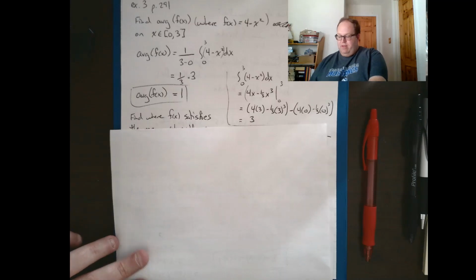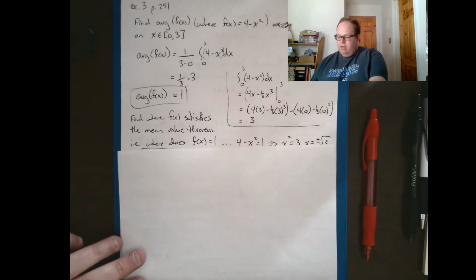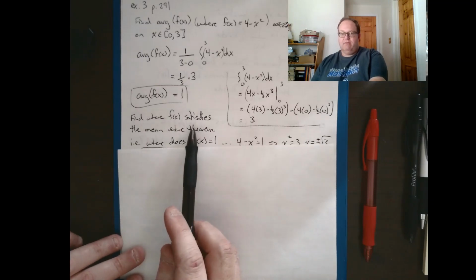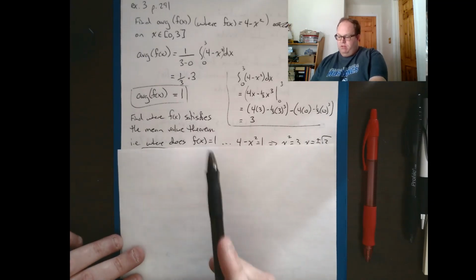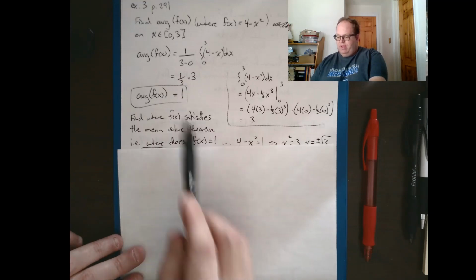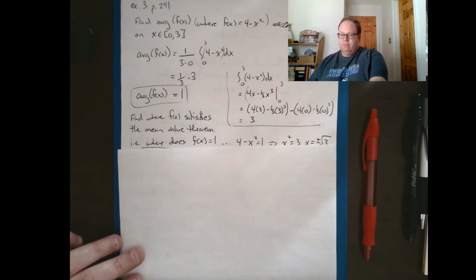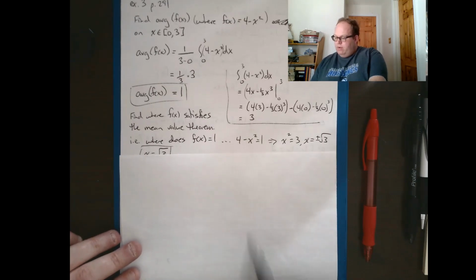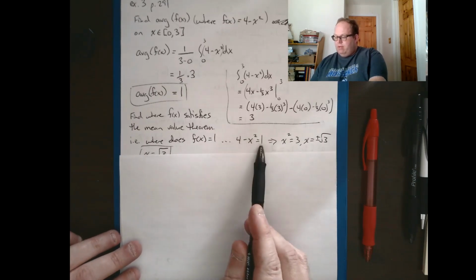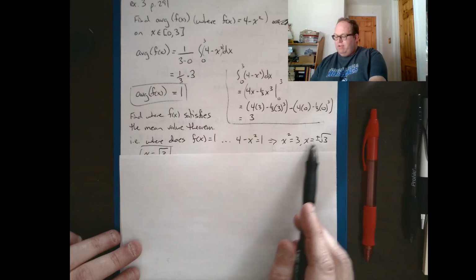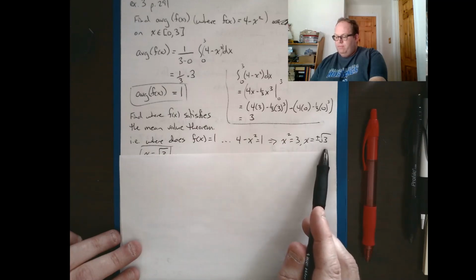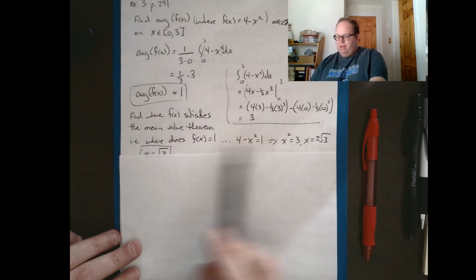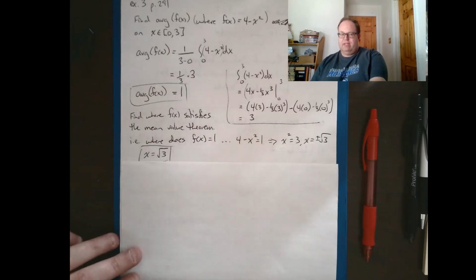A second part of that example asks us to find where this function satisfies the mean value theorem. In other words, where does my function equal the average value of the function? By the mean value theorem, it has to happen someplace. So I set 4 minus x squared equal to 1. I get x values of plus or minus root 3, but inside the domain I'm interested in, only the positive value of root 3 works. So that ends up being my solution there.